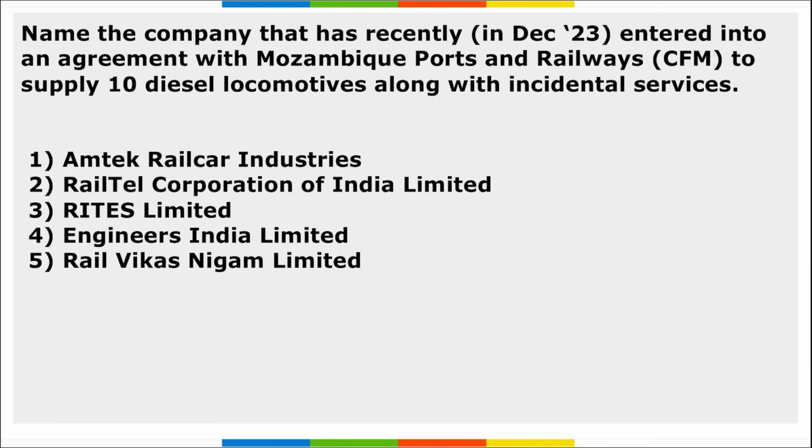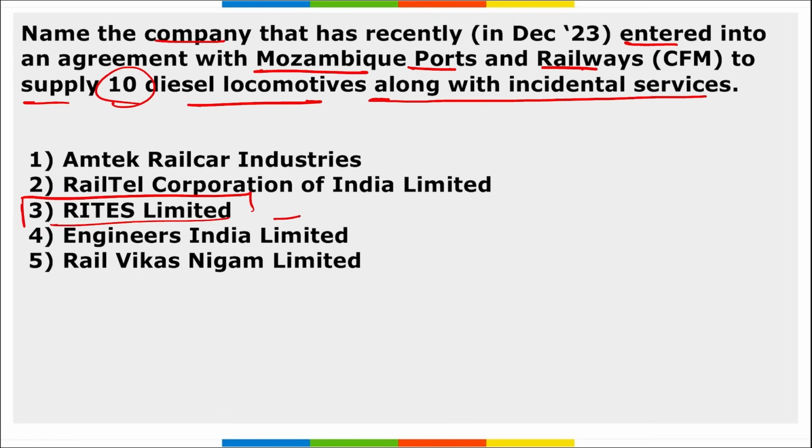energy. Next, name the company that has recently entered into an agreement with Mozambique Ports and Railways to supply 10 diesel locomotives along with incidental services. Which is that company? It is RITES Limited, right? They have recently entered into an agreement with Mozambique Ports and Railway to supply 10 diesel locomotives along with their incidental services. This contract is worth 314.1 crore rupees. If converted into dollars, $37.68 million.